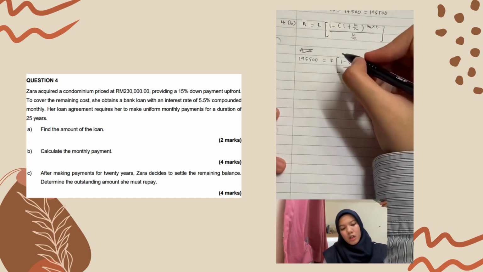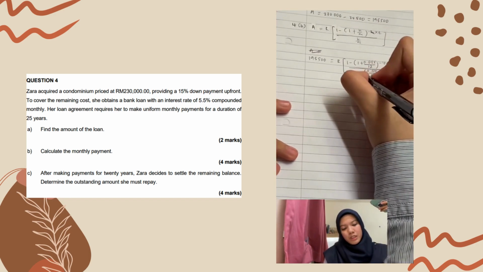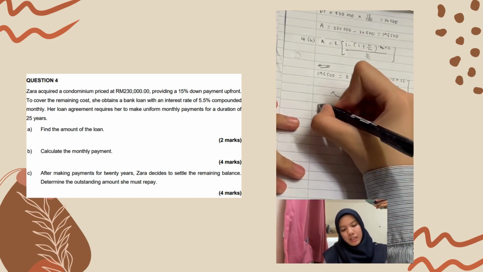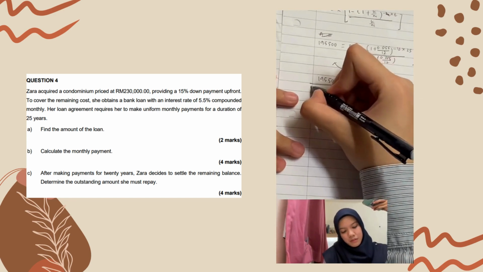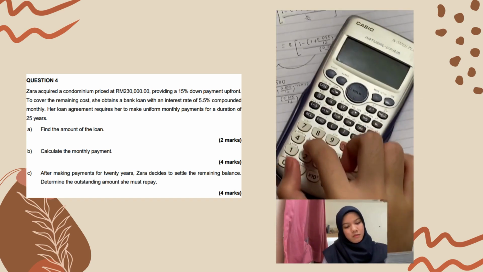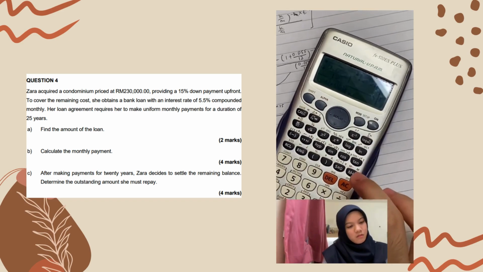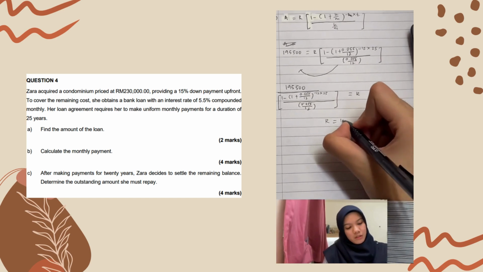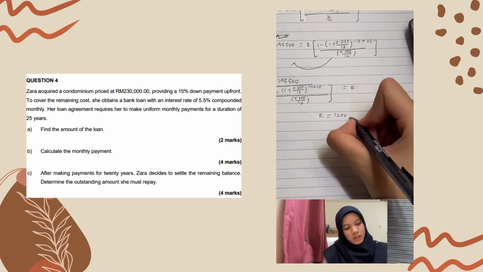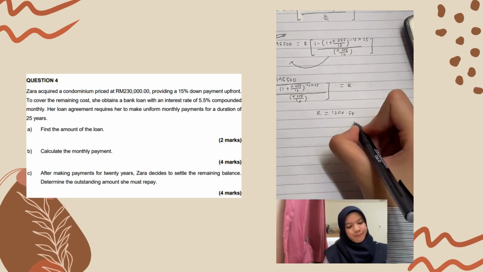To find R, which is the monthly payment, we need to move this to the left side. We'll put it under 195,500 to divide it. Okay, let's calculate it. We get R equals to 1,200 ringgit 54 cents.